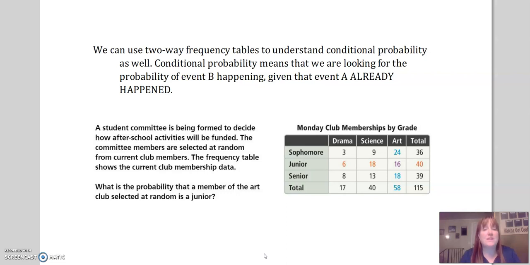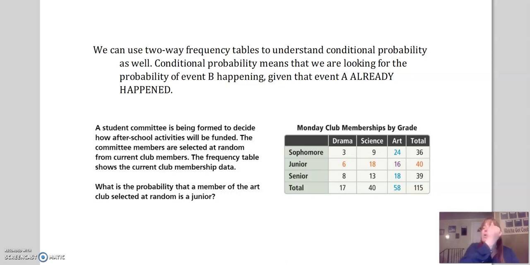It's called conditional probability. The idea behind conditional probability is that we're looking for the probability of event B happening, given that A has already happened. A has already happened. We already know it's done and over with. So what's the probability of B happening? This is very different than saying, what is the probability of A and B happening?